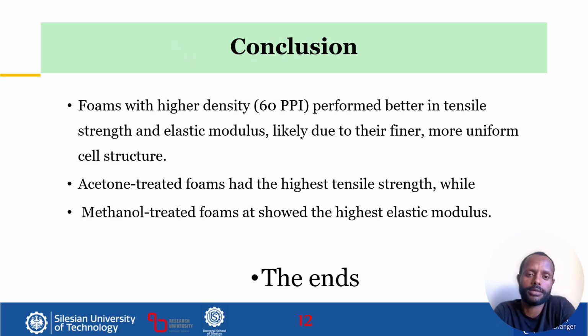Okay, lastly, in conclusion, the form with higher pore density, 60 ppi, showed higher ultimate tensile strength as well as elastic modulus, and the form with lower pore density shows lower ultimate tensile strength. The acetone treated form had the highest tensile strength, while the methanol treated form showed higher elastic modulus.